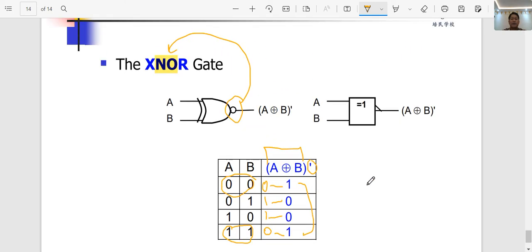Alright, so that ends our basic logic gates, or simply basic digital logic gates. Thank you very much.